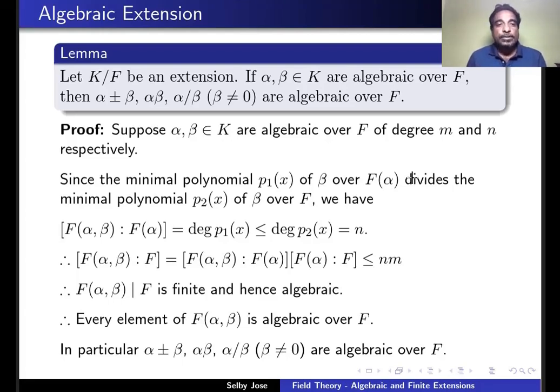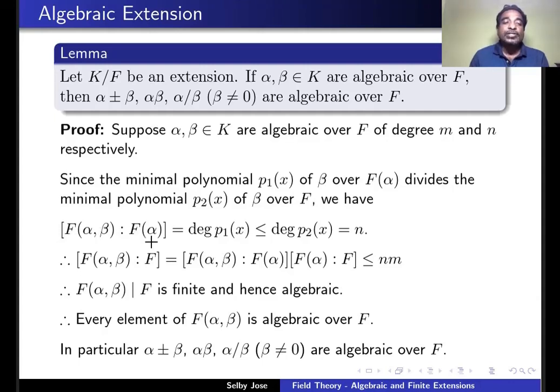Let us see the proof of this. Suppose alpha and beta are algebraic over F of degree m and n. That means that the degree of the minimal polynomial of alpha over F is m, and the degree of the minimal polynomial of beta over F is n. But the minimal polynomial p1(x) of beta over F(alpha) must divide the minimal polynomial p2(x) of beta over F. By assumption, the degree of p2(x) is n, and therefore the degree of the polynomial p1(x) is less than or equal to n.